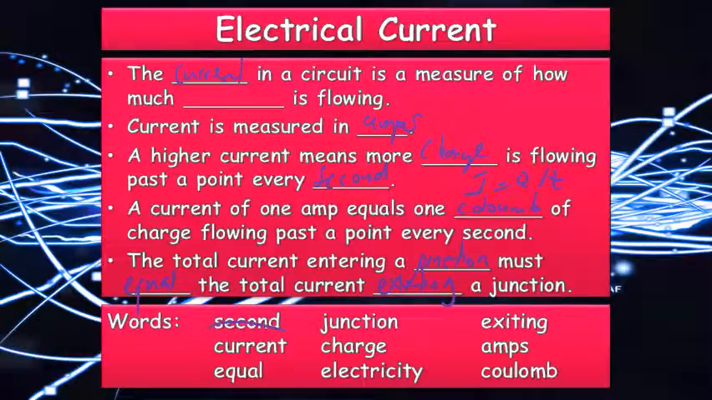So let's see what we've got. We've got second, we've got current, we've got equal, we've got junction, we've got charge, electricity. Oh, okay. So I guess, see there, instead of charge, it will be electricity. Okay, so electricity, exiting, amps and coulomb. So we are all done for this lesson. The next lesson will be moving on to the voltage, which we've already kind of introduced in the static electricity unit.